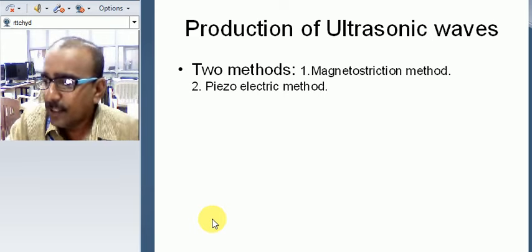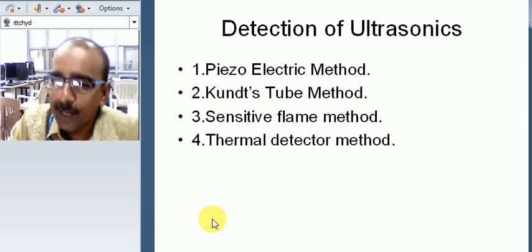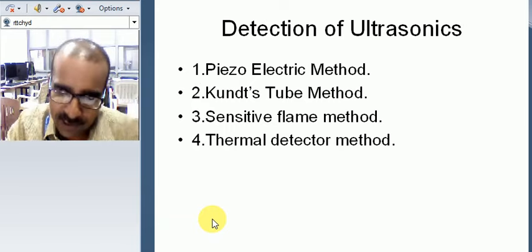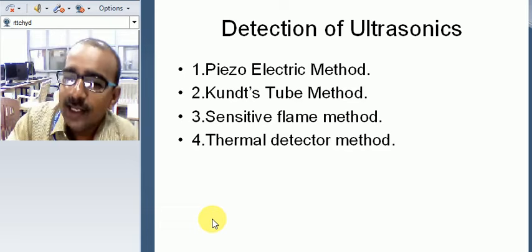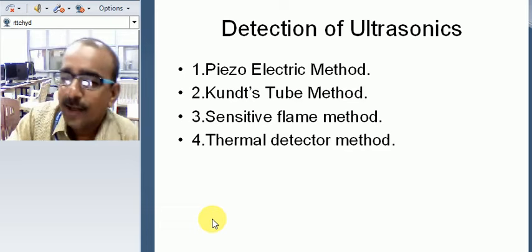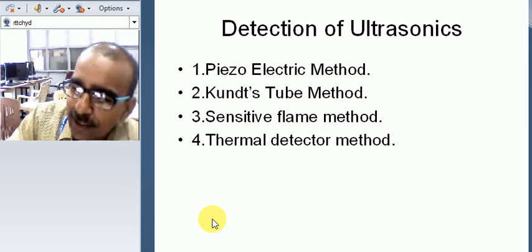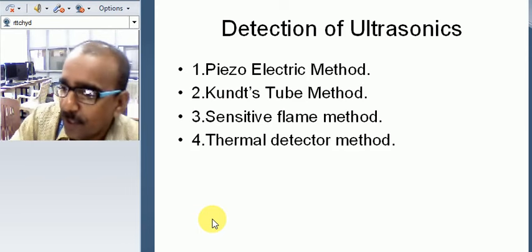Ultrasonics can be detected by four methods. One is the piezoelectric method, second is the Kundt's tube method, third is the sensitive flame method, and fourth is the thermal detection method. Through these four different techniques, we can detect ultrasonics.